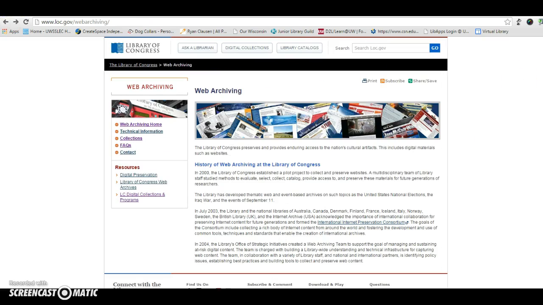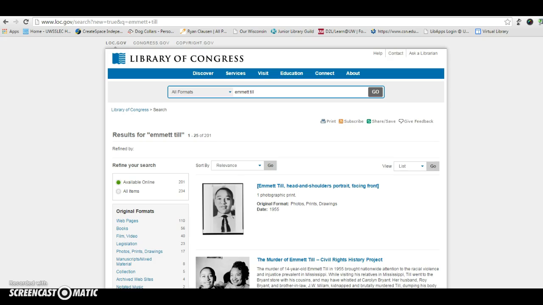Going back to the main site though, what I used was this general search bar up here at the top, and my topic is Emmett Till. The reason I picked this topic is because it goes along with my LibGuide topic, which was the Black Experience unit. I also have a colleague who uses the civil rights movement for a huge unit in one of his classes, so I'm going to access this information for him as well.